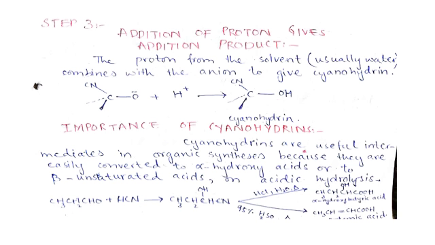The importance of these cyanohydrins is that they are used as intermediates in organic synthesis because they are easily converted to alpha hydroxy acids or beta unsaturated acids on acid hydrolysis. So these cyanohydrins can lead to the formation of different kinds of alpha and beta hydroxy acids. Alpha hydroxy butyric acid and beta butanoic acid are produced by these cyanohydrin reactions.